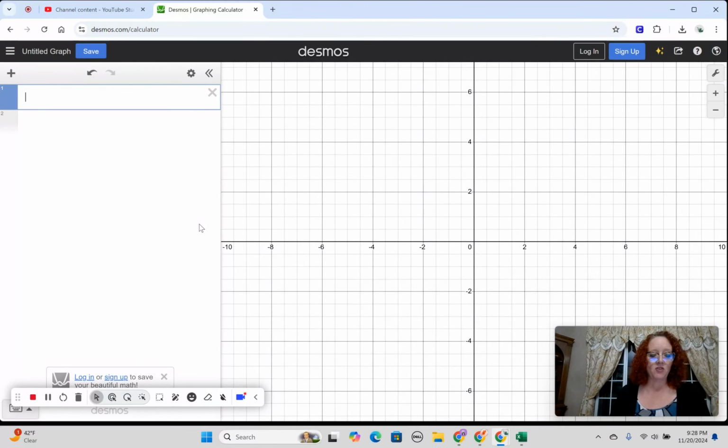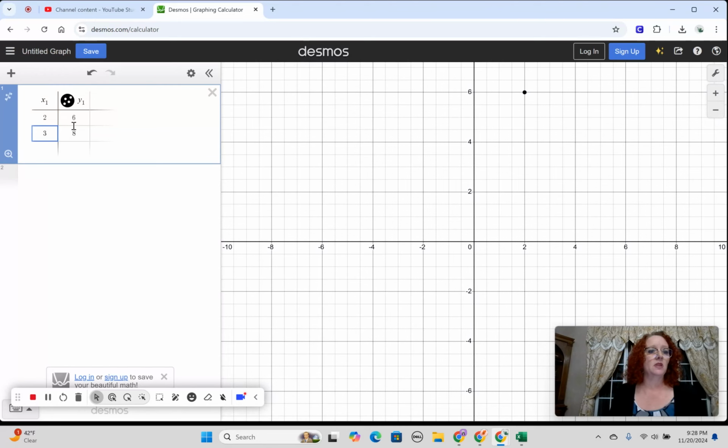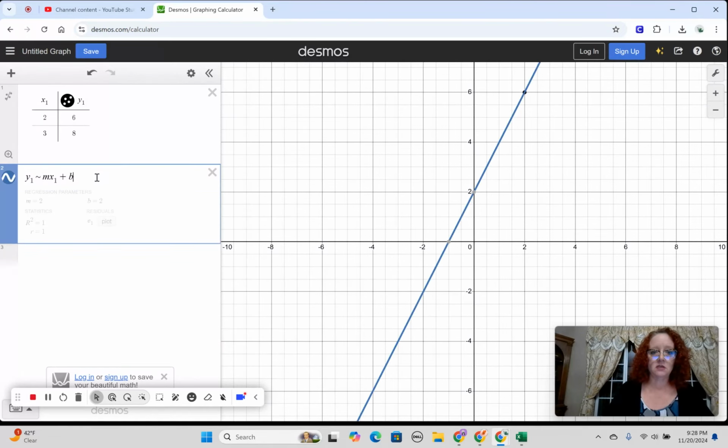You can use Desmos in a number of ways to help you better understand an equation. As an example of how I would use this in Algebra 1, I can determine the equation of a line from points on the line. So first I will click in here and tell it to create a table. And then I will put a couple of points in here. Okay. Then I'll tell it to graph from those points.